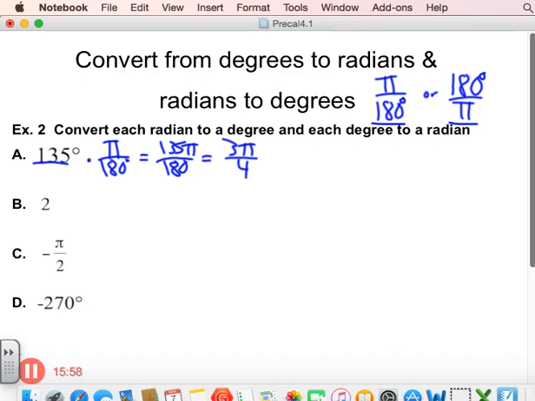Okay, so 2. 2 does not have a degree on it, right? So it's a radian measure. It doesn't have a pi, it doesn't have to have a pi. You should have 2 radians. So I'm going to take a radian measure, since there's no degree symbol, and multiply it by the one that has radians on bottom, 180 over pi. So 2 over 1 times 180 over pi is 360 over pi, which is going to give us a decimal. You can just leave it as 360 over pi.